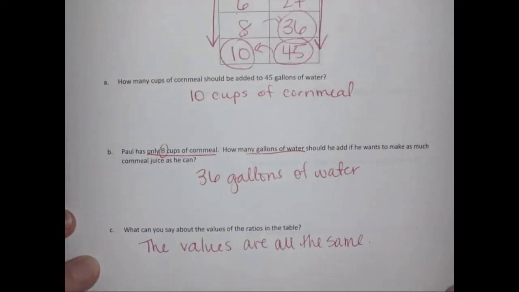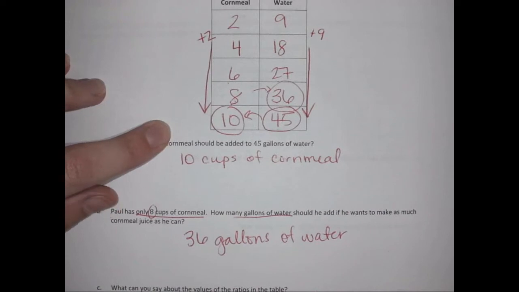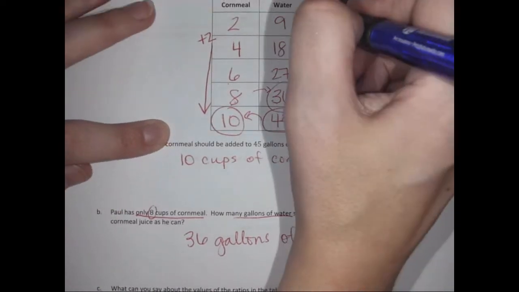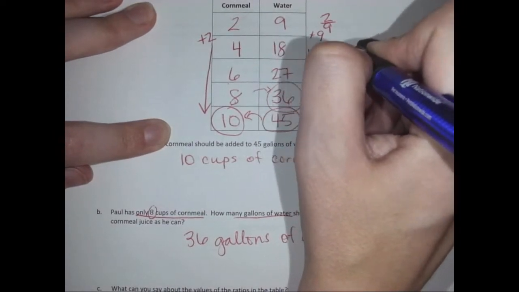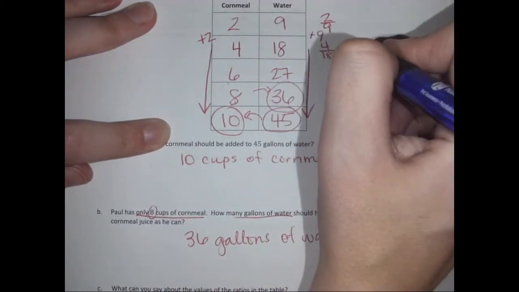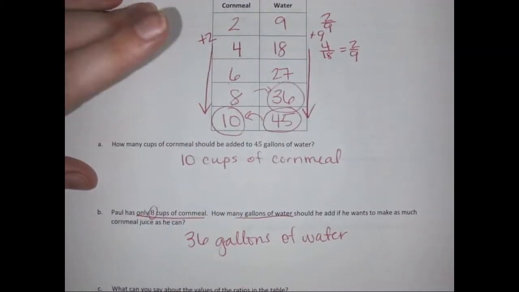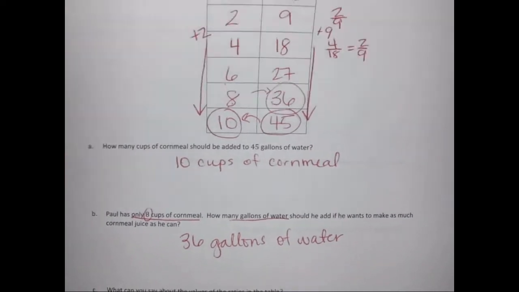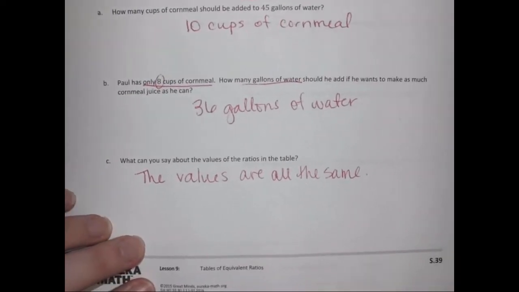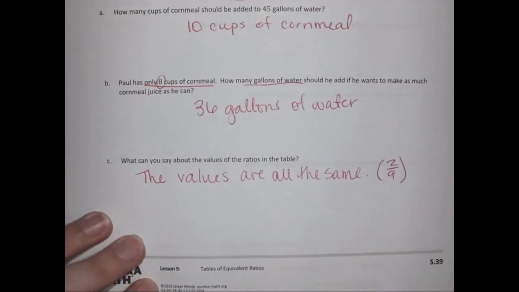And what value is it that every single one of these ratios shares? Dewey? 2/9, right? Because if I write 4/18, I can reduce it to 2/9. Can I do that for every one of these fractions I end up with? Yes, because every ratio is equivalent in our table. The values are all the same. They're all 2/9. Javier. Okay.